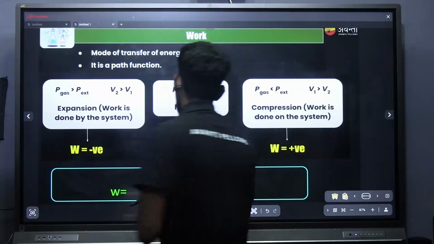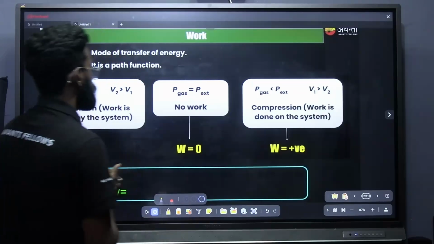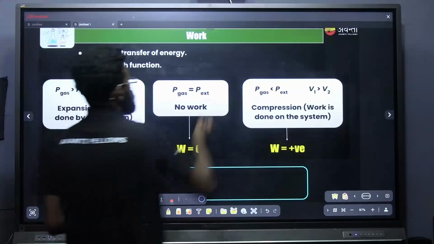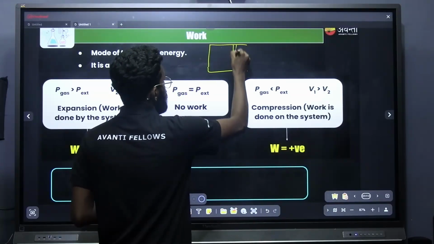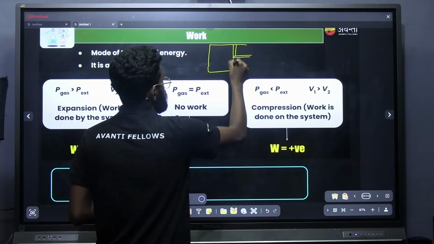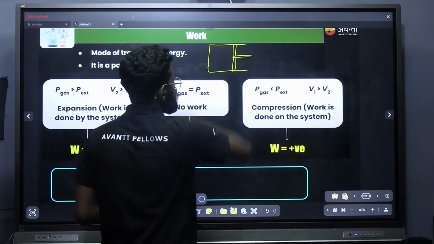And how can we categorize different types of work? Work can be of two types. Which are the two types of work? Consider an ideal gas fitted with a movable piston.